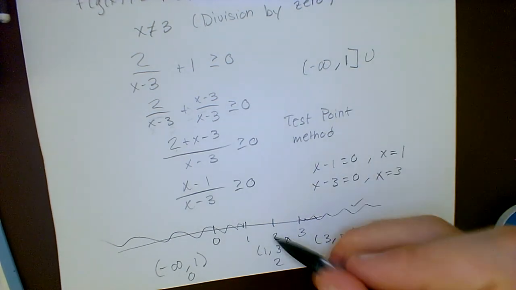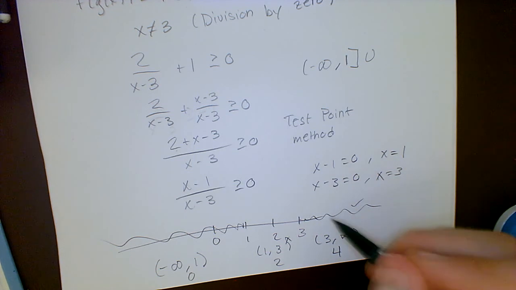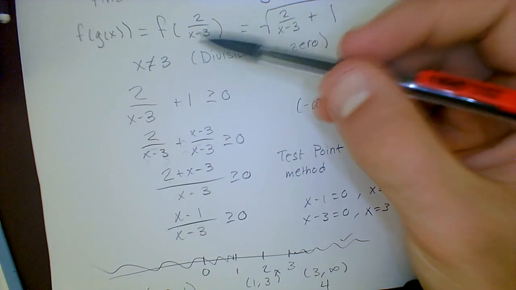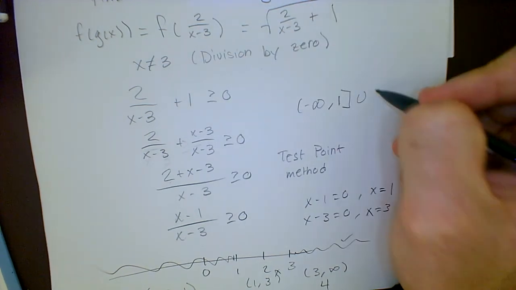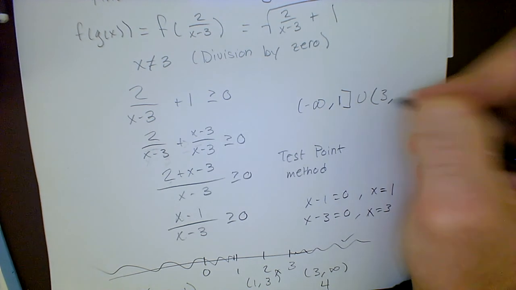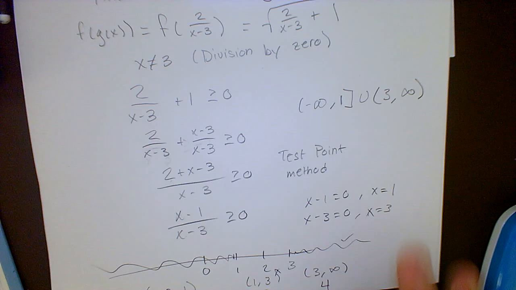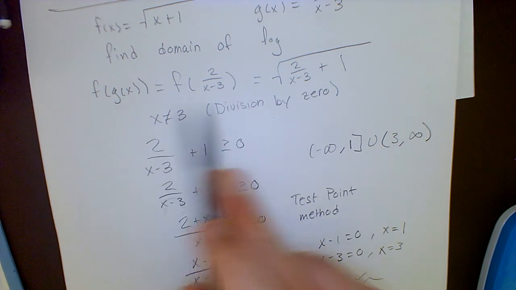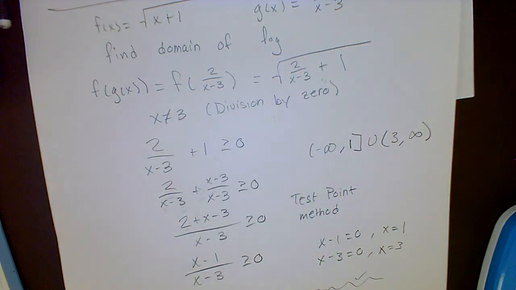Or skip this interval. 1 to 3 does not work. And now we have to test 3, but actually we already did that up here, right? Because we already know that if we put a 3 in there, we're going to get a division by 0. Okay, so we actually have a regular parenthesis there, and then we're going to go to infinity. Okay, so that's how you do one with a square root in it. So sometimes you can look at the two domains of f and g separately, or you can just find the composition function and then find the domain like we would have in a couple of sections ago.